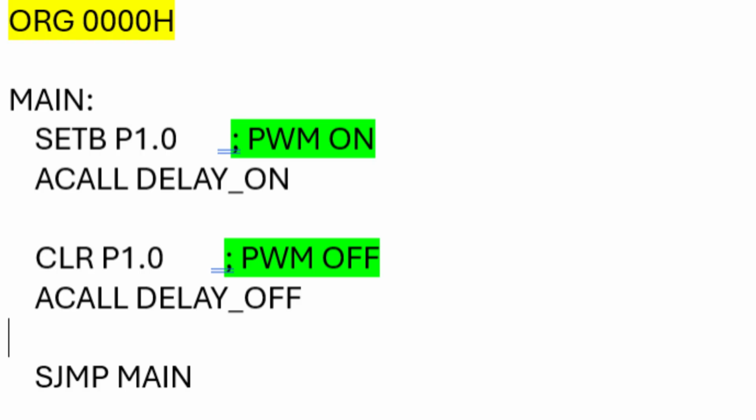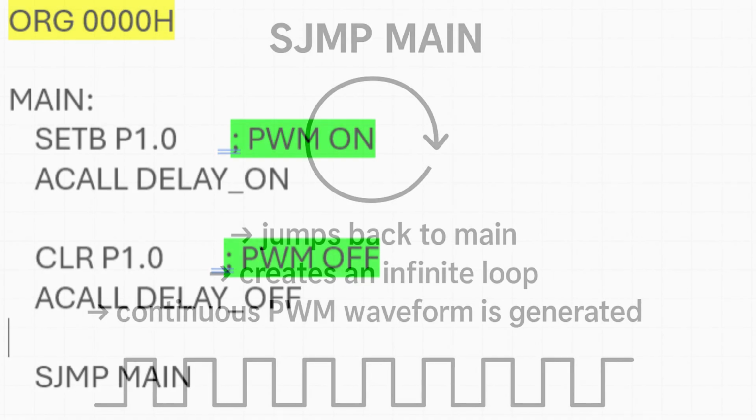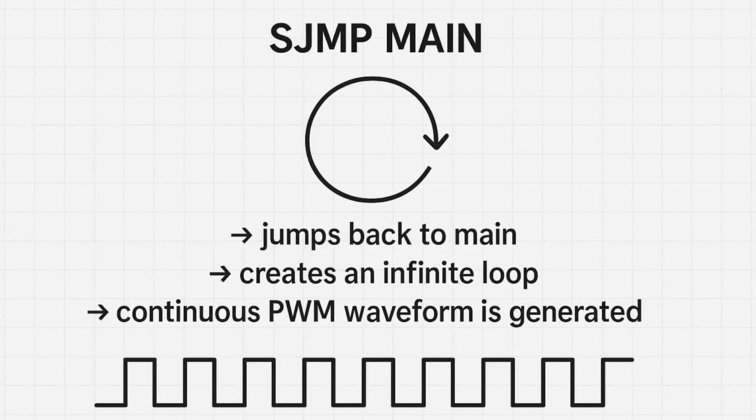ACALL DELAY calls the on-time delay subroutine. CLR P1.0. PWM off. ACALL DELAY. CLR P1.0 clears port 1 bit 0. Output becomes low. PWM signal goes off. ACALL DELAY calls the off-time delay subroutine. SJMP main jumps back to main. Creates an infinite loop. Continuous PWM waveform is generated.